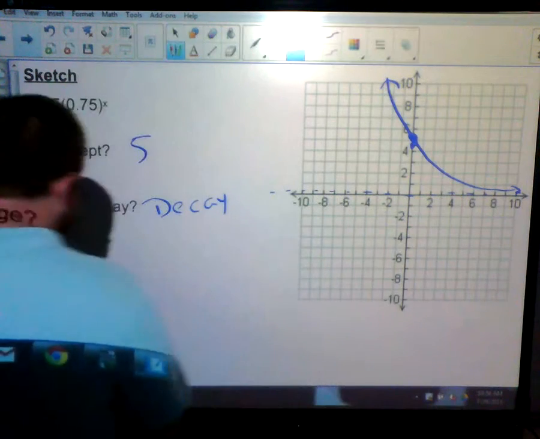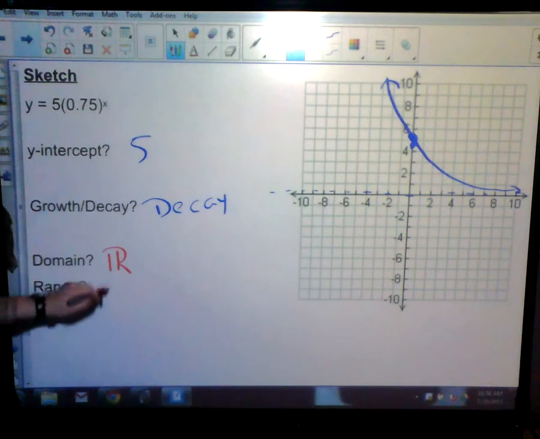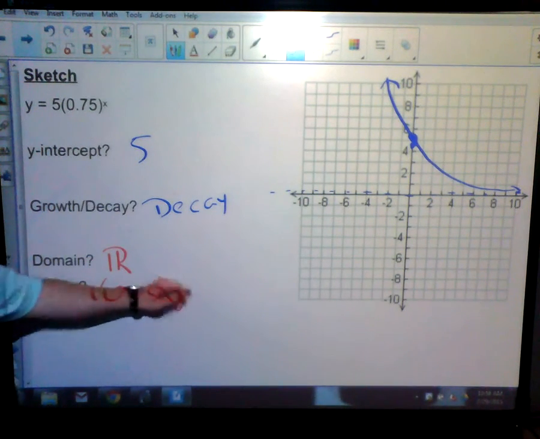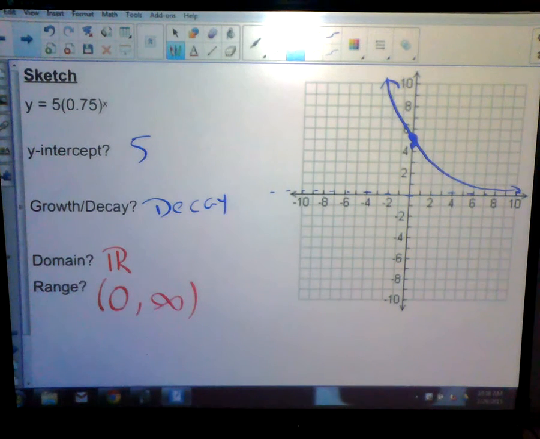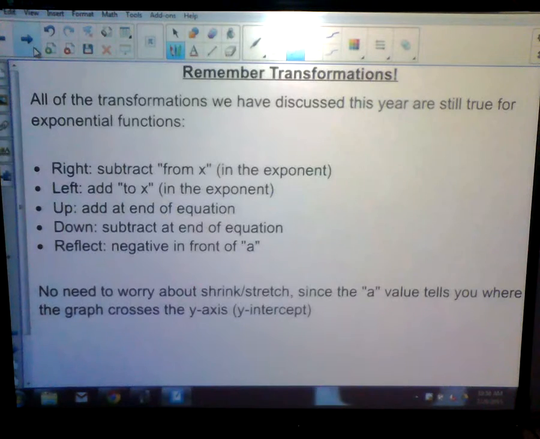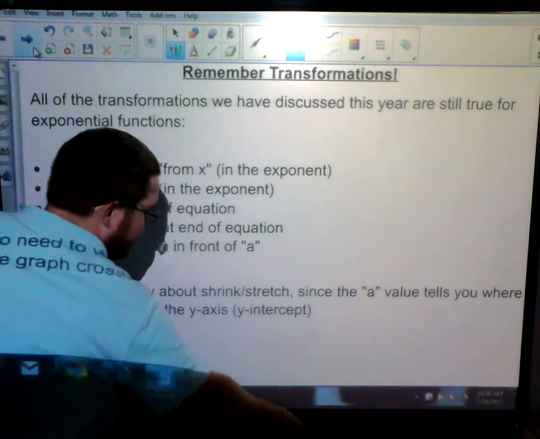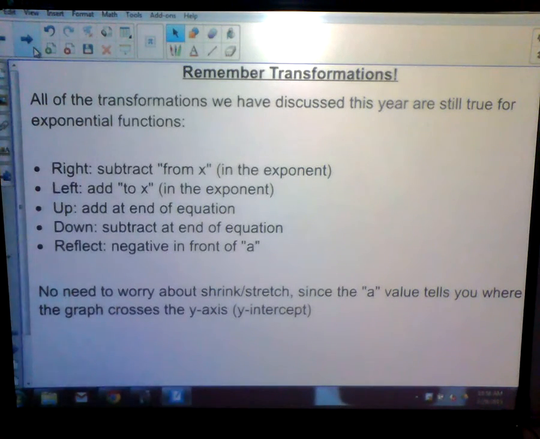What's my domain? It's still all real numbers. What's my range? Still 0 to infinity. Still the bottom is 0 and the top goes up forever. Don't forget about all your transformations. They all hold true. Left and right, up and down, reflect. And you don't need to worry about shrink or stretch since the A value already takes care of that for you. If you forget these, feel free to pause and look over them, but I'm going to keep going.